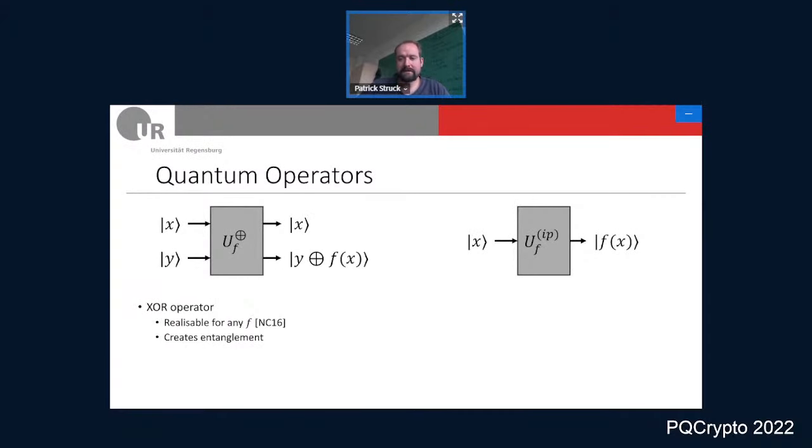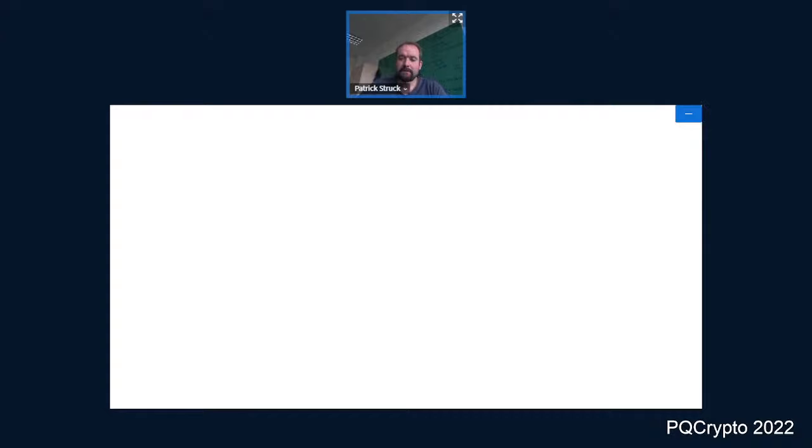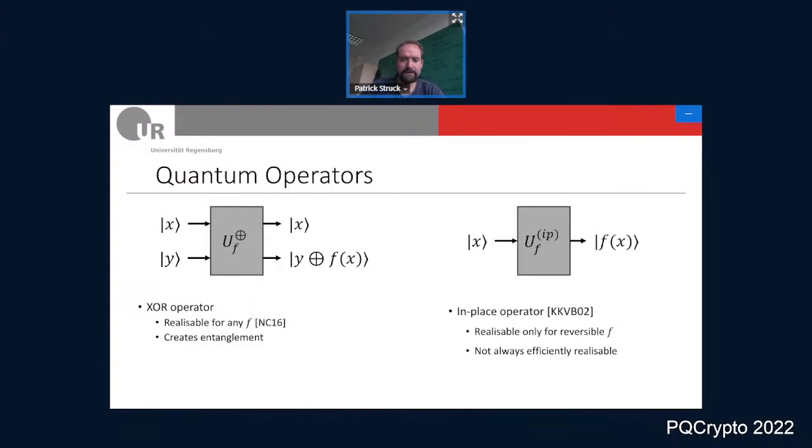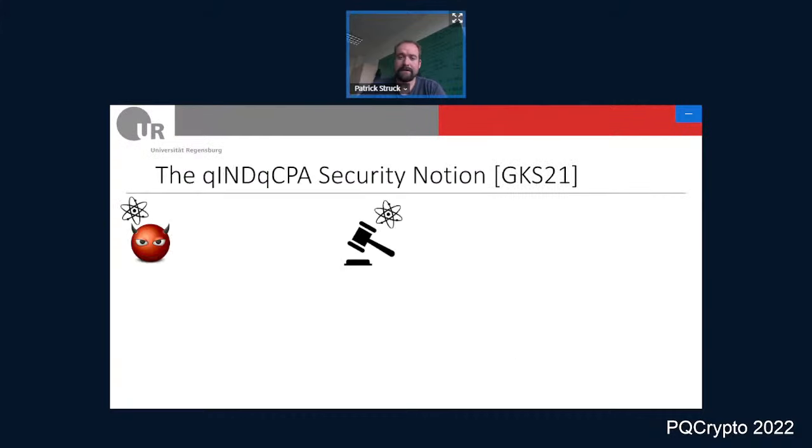There's an alternative way of implementing functions on a quantum computer, what we call the in-place operator, which was first introduced by Kashefi et al. in 2002. Here this operator just takes some input X and directly transforms this register into f of X. Due to quantum mechanics, we can only realize reversible functions for this operator. In particular, what this prior work by Kashefi et al. showed is that these operators are not always efficiently realizable, so they are stronger than the counterpart on the left side. And these operators are the building block we use for this qINDqCPA security notion from last year.